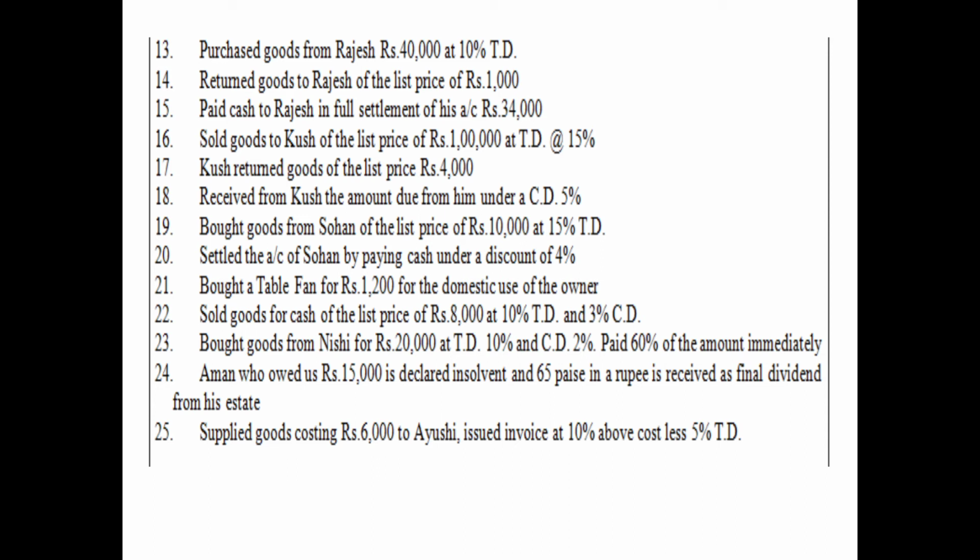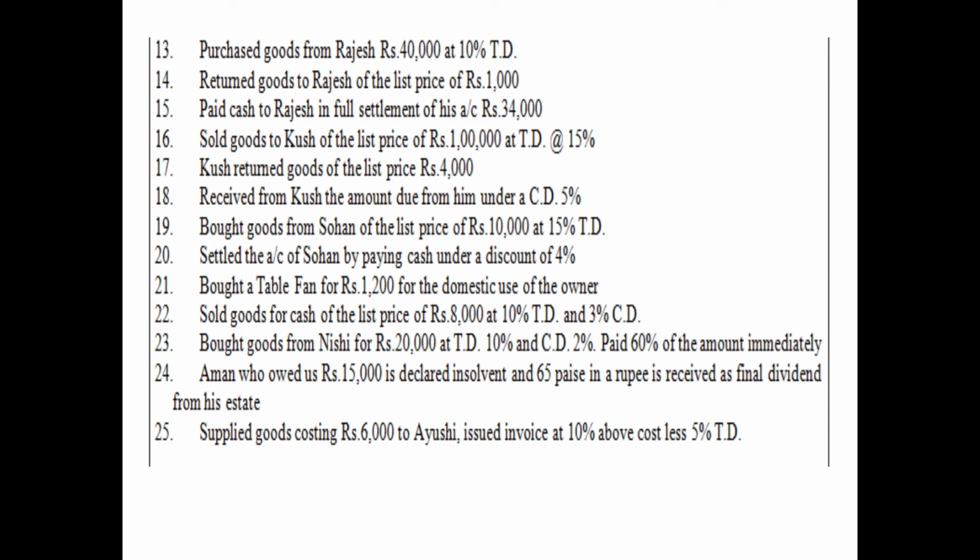Next transaction, received from Kush the amount due from him under a cash discount of 5%. So how much we have sold goods to Kush, we have sold goods worth rupees 85,000 to him, out of which 3,400 is returned by him. So ultimately 81,600 is due from Kush, but we are also giving him 5% of cash discount and we are receiving the payment. So 5% of 81,600, the due amount will be 4,080, and this is the time of receiving the payment, therefore discount will be allowed by the business to Kush. That means it is an expense for the business and it will carry a debit balance.